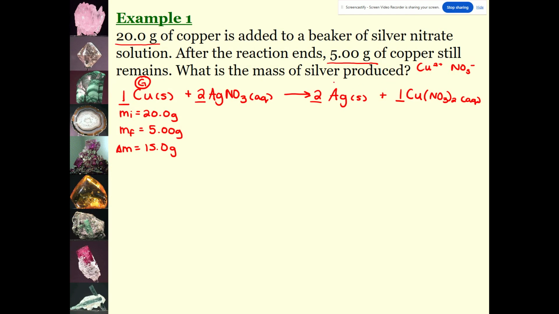And we want to find the mass of the silver produced, okay? So whenever we have, this is also known as gravimetric stoichiometry, whenever we're dealing with masses, we want to also figure out our molar masses. Copper is 63.55 grams per mole, and silver is 107.87 grams per mole.